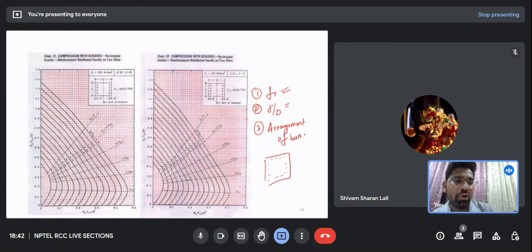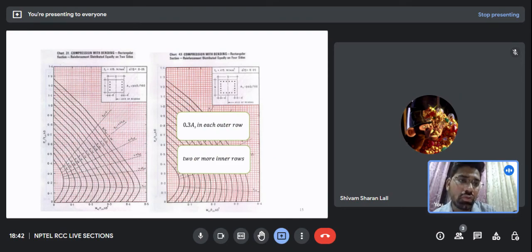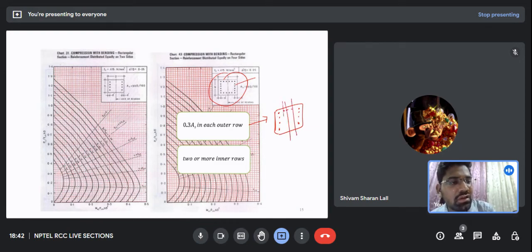Now, what if I want an arrangement of bars in all of the four directions? So there are some other criteria. To have the bars in all of the four directions, this is some of the guideline. Firstly, you should take care that at least 0.3, or 30%, of the reinforcement bars should be provided at the edges, the outer rows. So these are the outer rows, and the remaining you can provide in the inner rows. So these are the inner rows, and these are the outer rows. Okay, so this you have to take care.